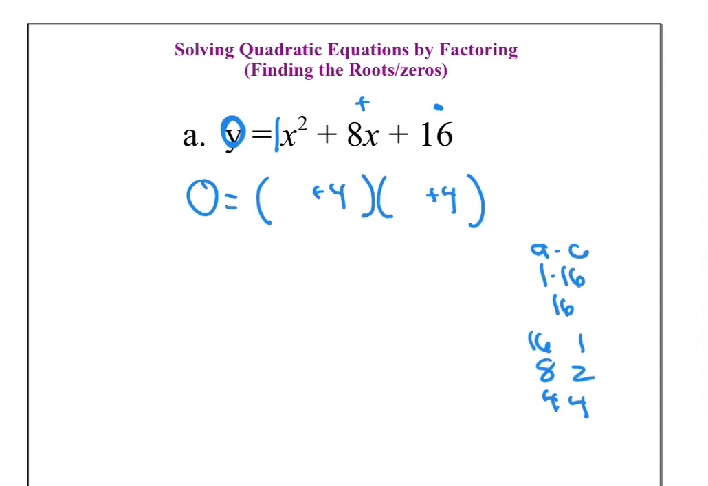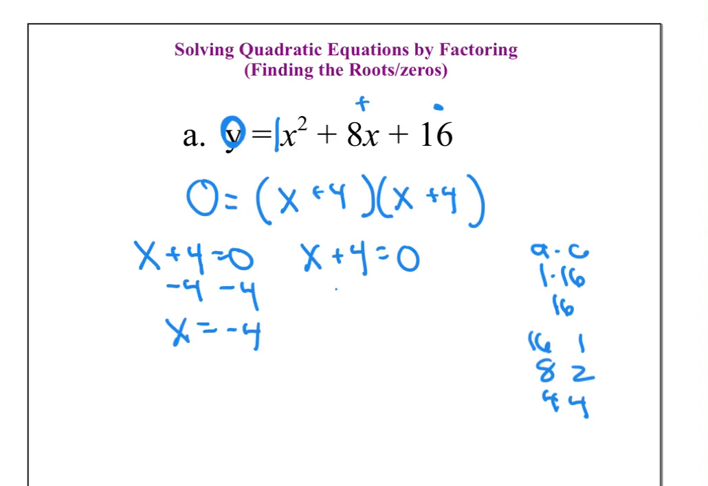4 plus 4 is 8, 4 times 4 is 16, and then that x squared can split to x and x. So that is x squared plus 8x plus 16 factored. Now to solve for x, we set both of these factors equal to 0. So x plus 4 equals 0, x plus 4 equals 0. So set both binomials equal to 0 and solve for x. In this case, we get x equals -4 for both of our answers.